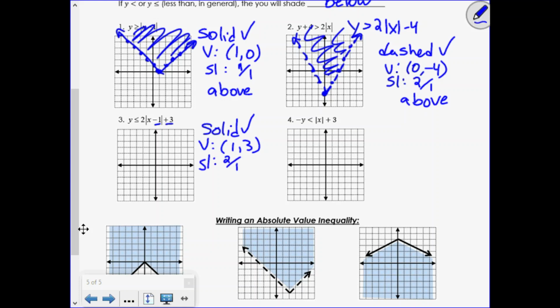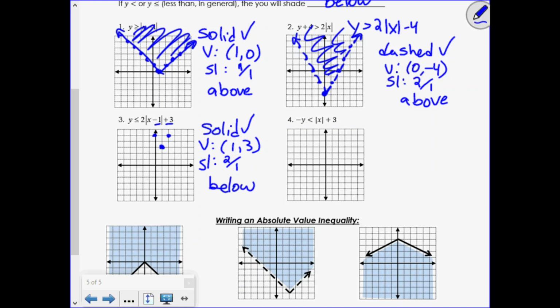What about the slope? Slope is always the value at the very, very front, in front of the absolute value. So that's 2 or 2 over 1. And then am I going to be shading above or below? This one's below because it's the last one. So I'm going to go to my vertex, 1, 3, right here. My slope is 2. I'm going to do that to the right and then to the left, so I get that symmetrical V.